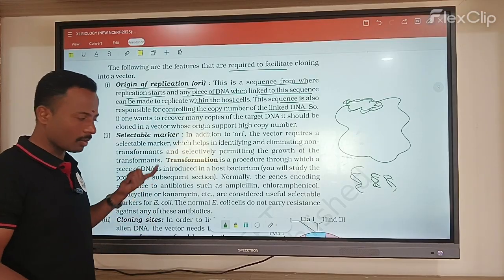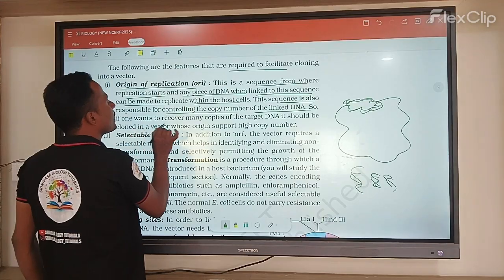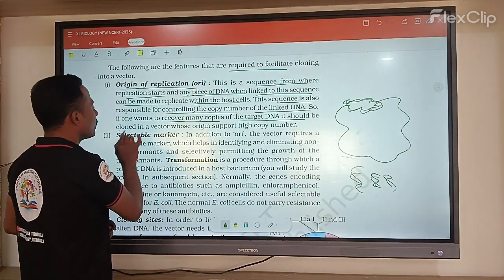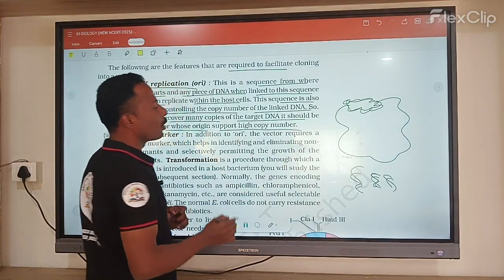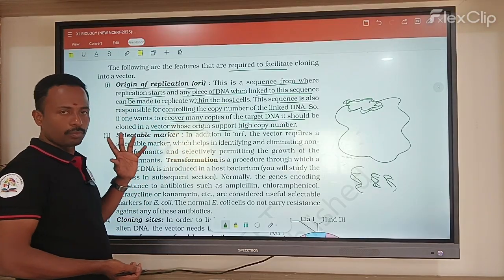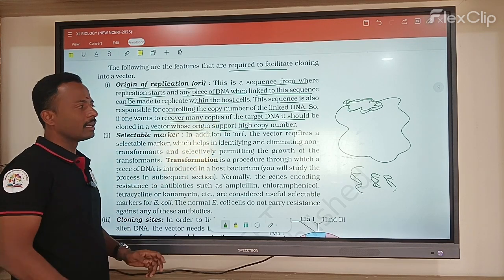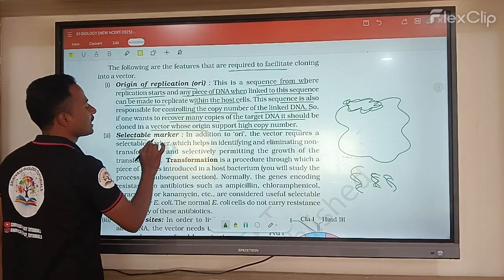So how many copies are required? If one wants to recover many copies of the target DNA, it should be cloned into a vector that supports a high copy number. When a large number of DNA fragments is required, they are easily obtained with the help of the ORI site.